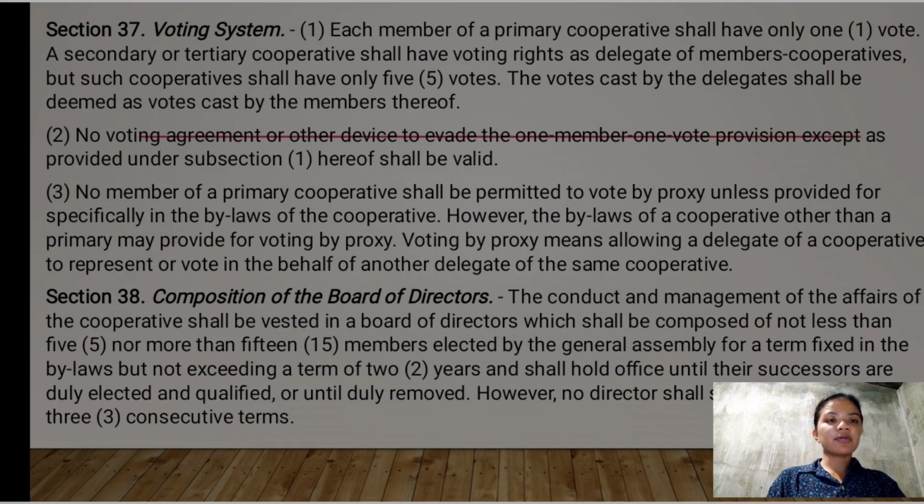First, the board of directors is responsible for the conduct and management of the cooperative affairs. Second, the board shall consist of at least 5 and no more than 15 members who are elected by the General Assembly. Third, directors serve a term specified in the bylaws, but the term cannot exceed 2 years. They hold office until their successors are elected and qualified or until they are removed. Fourth, no director can serve for more than 3 consecutive terms.